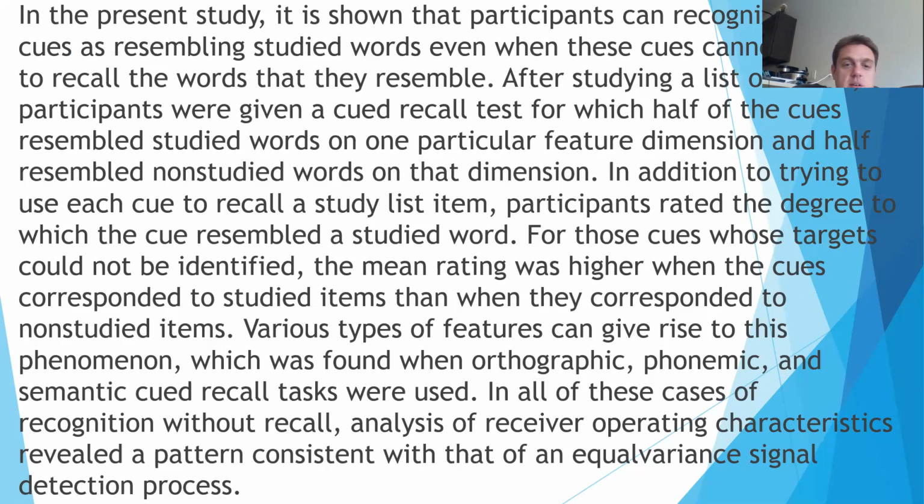Those cues whose targets could not be identified, the mean rating was higher when the cues corresponded to studied items than when they corresponded to non-studied items. Various types of features give rise to this phenomenon, which was found when orthographic, phonemic, and semantic cue recall tests were used. In all of these cases, recognition without recall, analysis of receiver operating characteristics revealed a pattern consistent with that of an equal variance signal detection process.